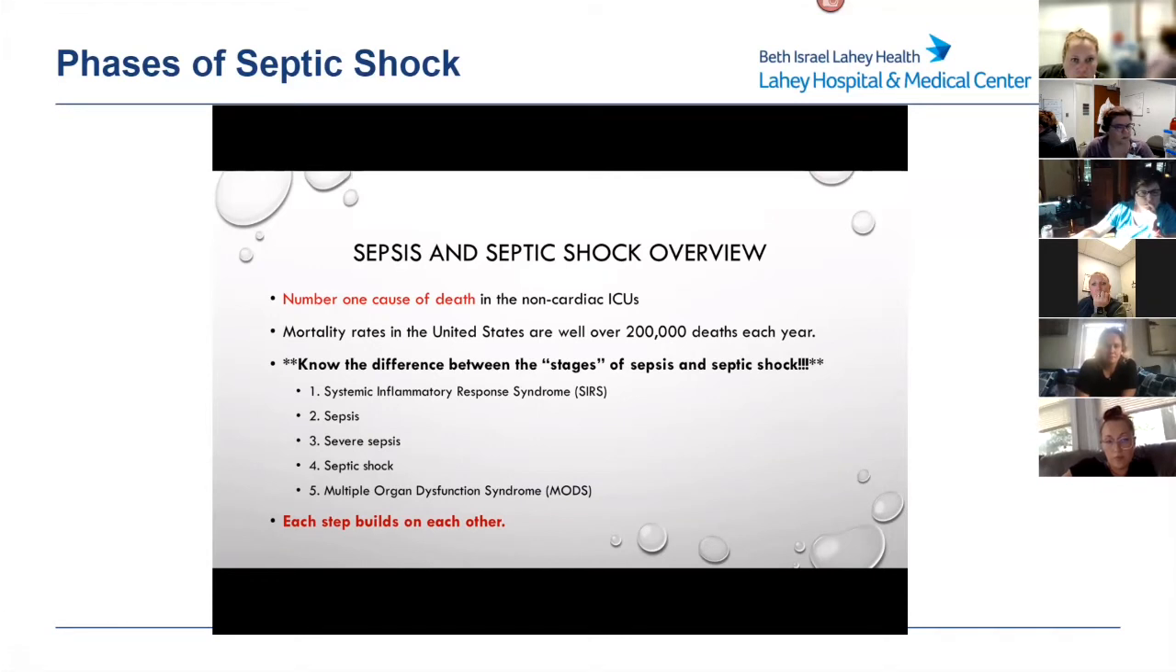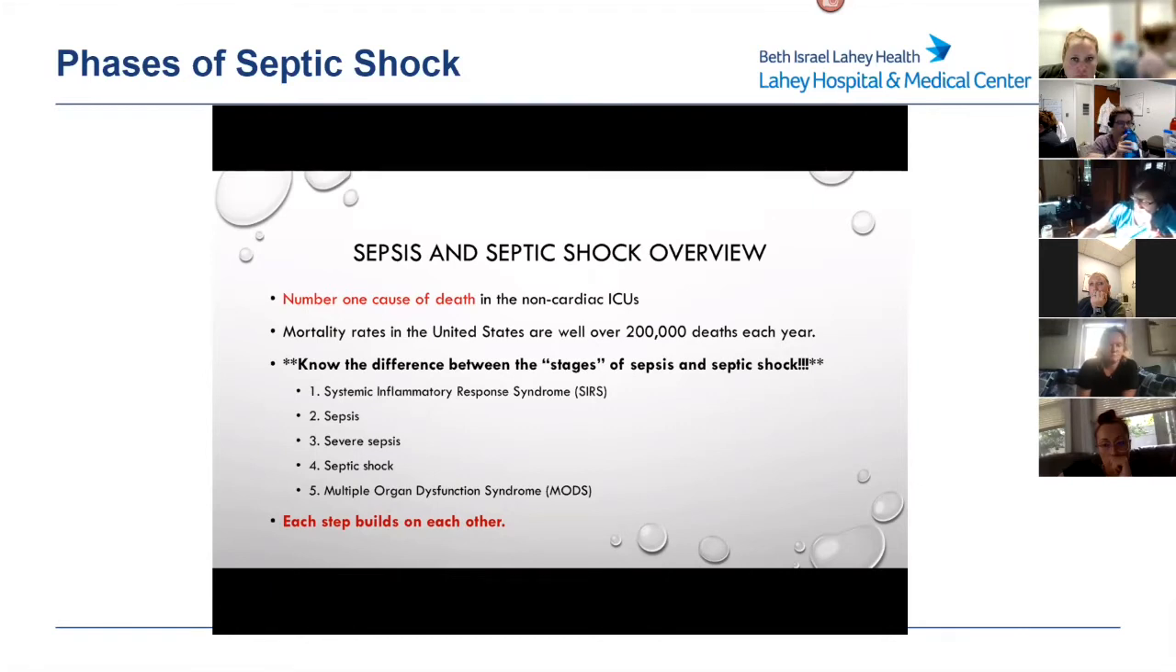You want to know the difference between the stages of septic shock, not the phases of shock, but the stages of sepsis and septic shock. First, you have the systemic inflammatory response syndrome, SIRS. Then, further progressing, you're going to move into sepsis, severe sepsis, septic shock, and then multiple organ dysfunction syndrome, MODS. Each step builds on the other, so 1 will lead to 2, 2 will lead to 3, 3 will lead to 4, and so on.